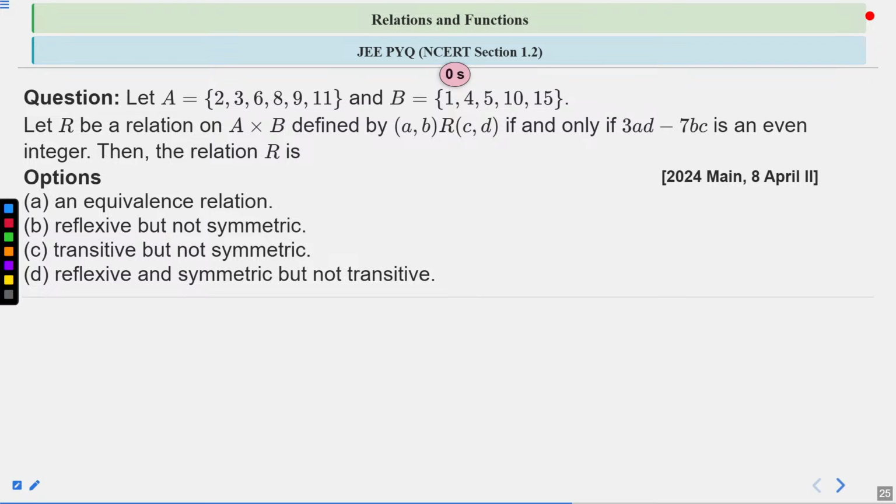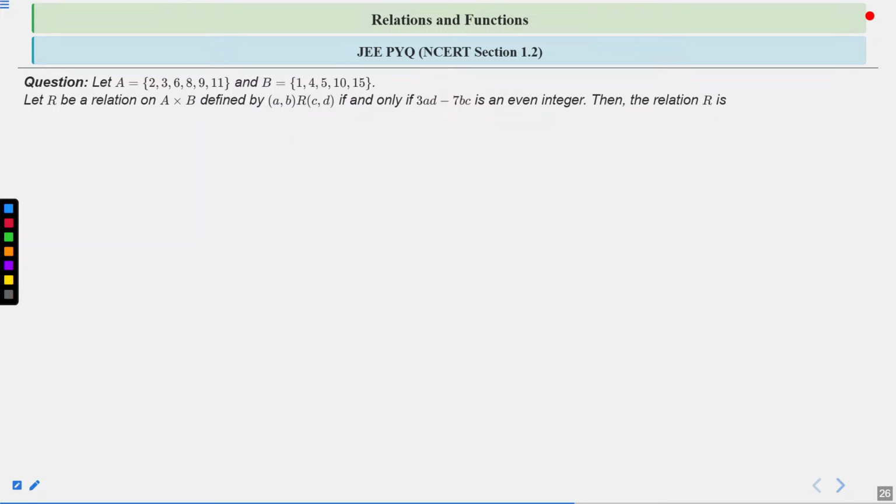Okay, let us move to the solution part. The question is, we have a set A which is having elements 2, 3, 6, 8, 9, 11, and set B 1, 4, 5, 10, 15. Let R be a relation from A to B defined by (a,b) related to (c,d) if and only if 3ad minus 7bc is an even integer, then the relation R is. Option D will be the correct answer: reflexive and symmetric but not transitive, right? Let us see.